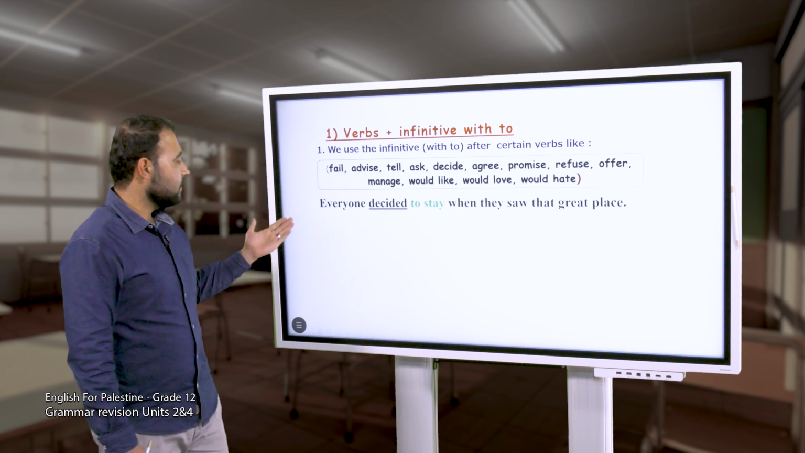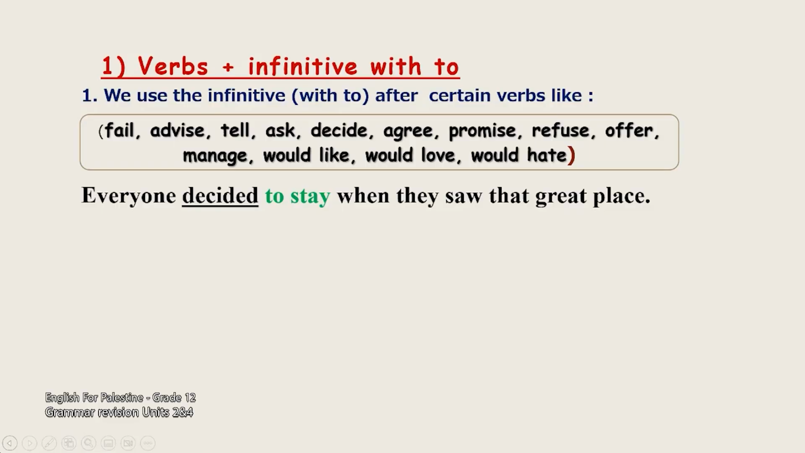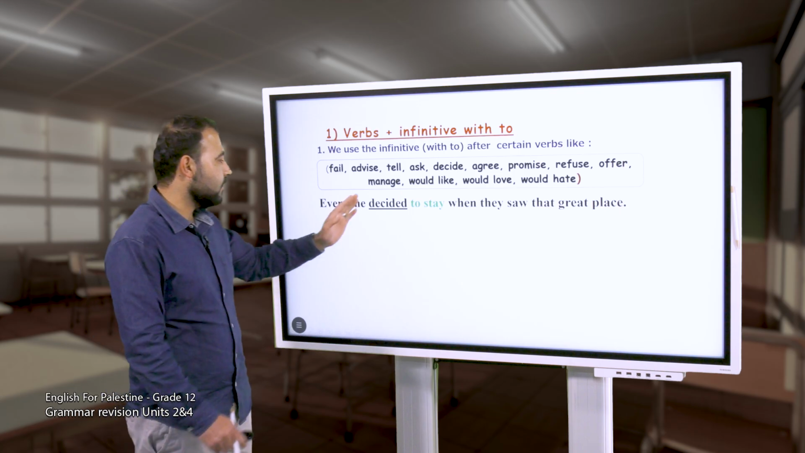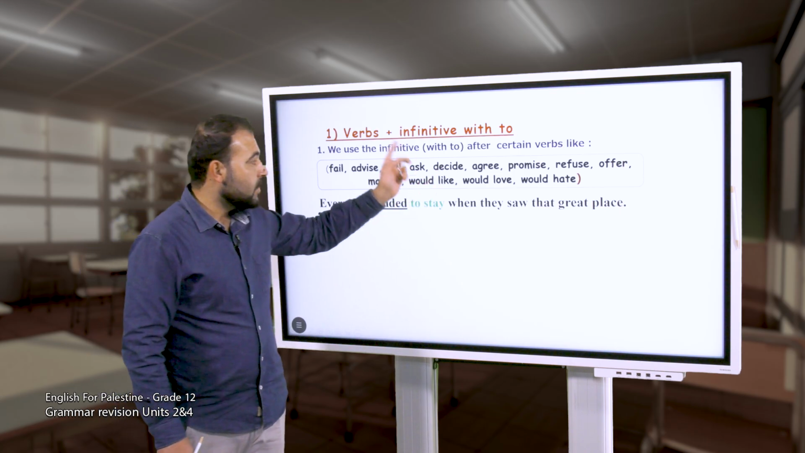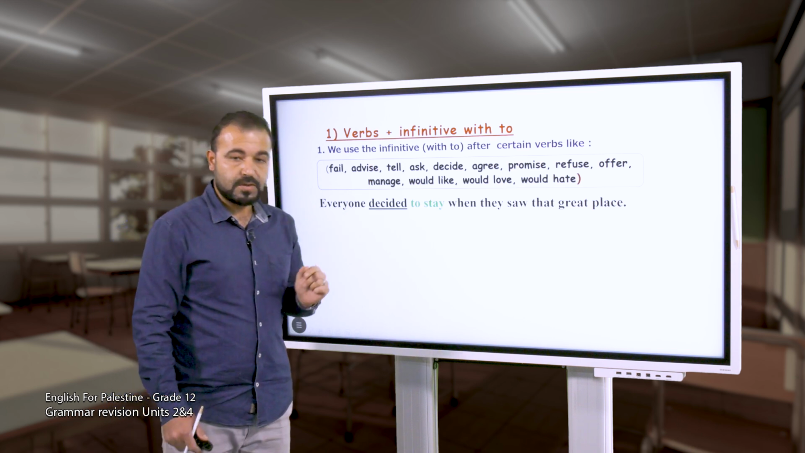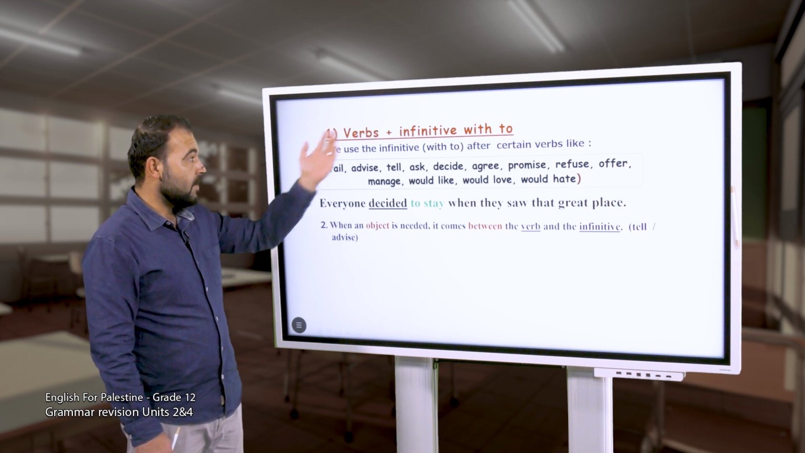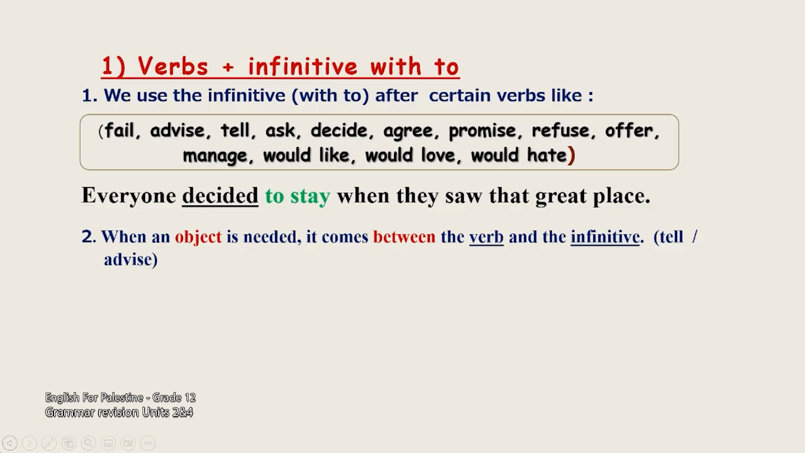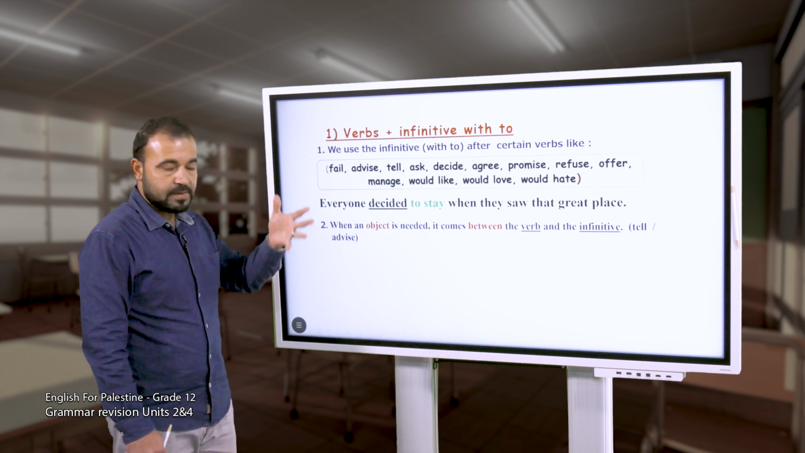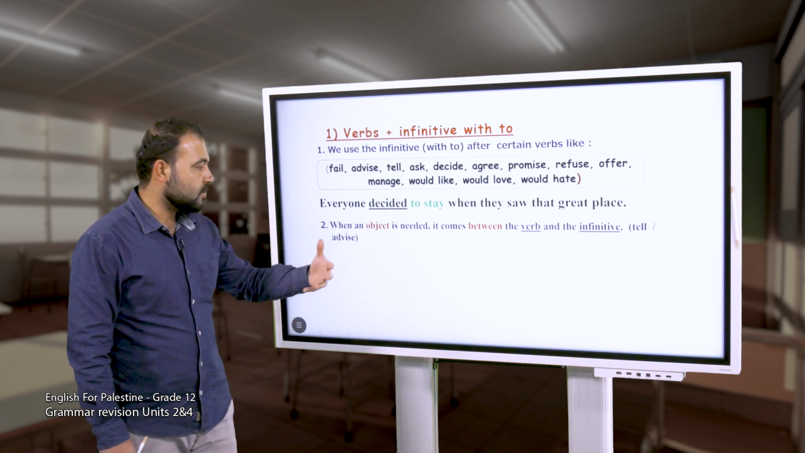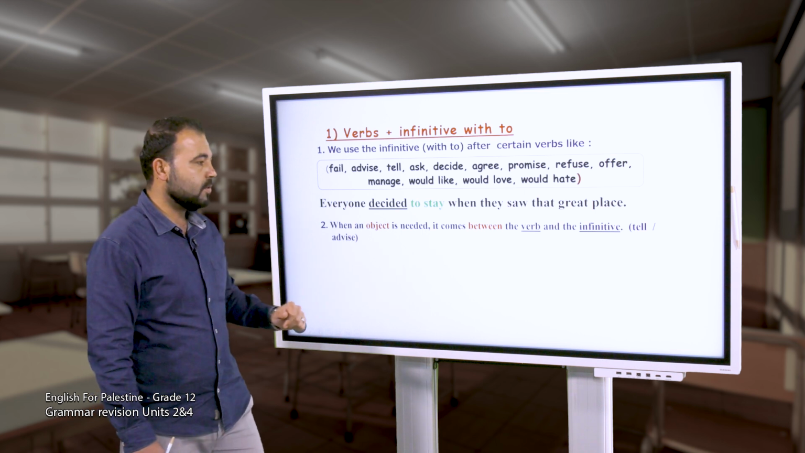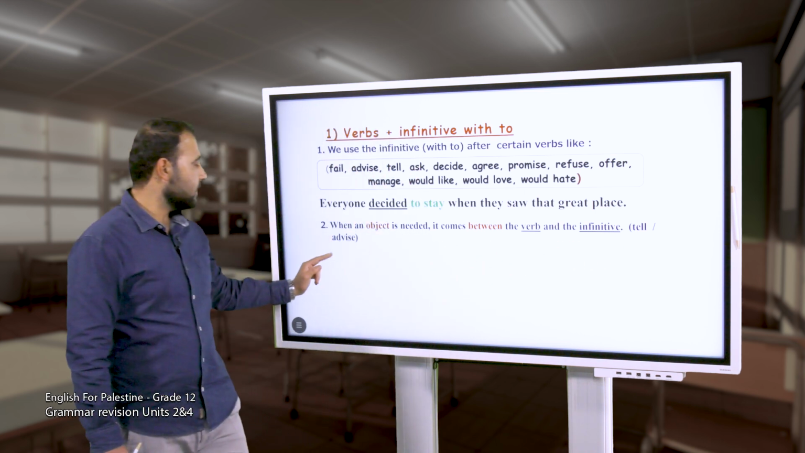Let's see this example. Everyone decided to stay when they saw that great place. We have here the verb decide, and the verb decide must be followed with the infinitive with to. The second point about these verbs: when an object is needed, it comes between the verb and the infinitive. And we have two verbs, by the way, which are followed with an object, then the infinitive with to. Those are the verb tell and advise.